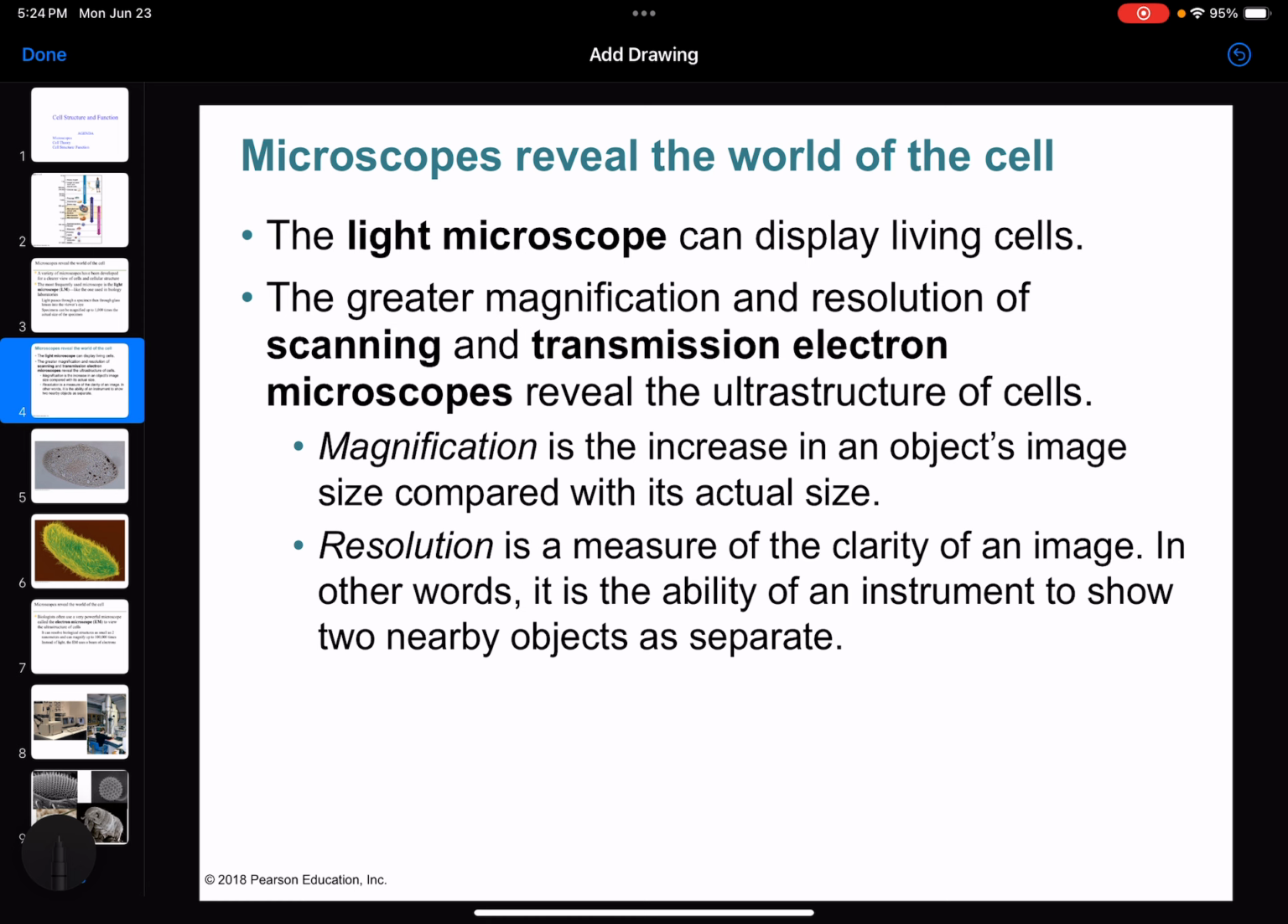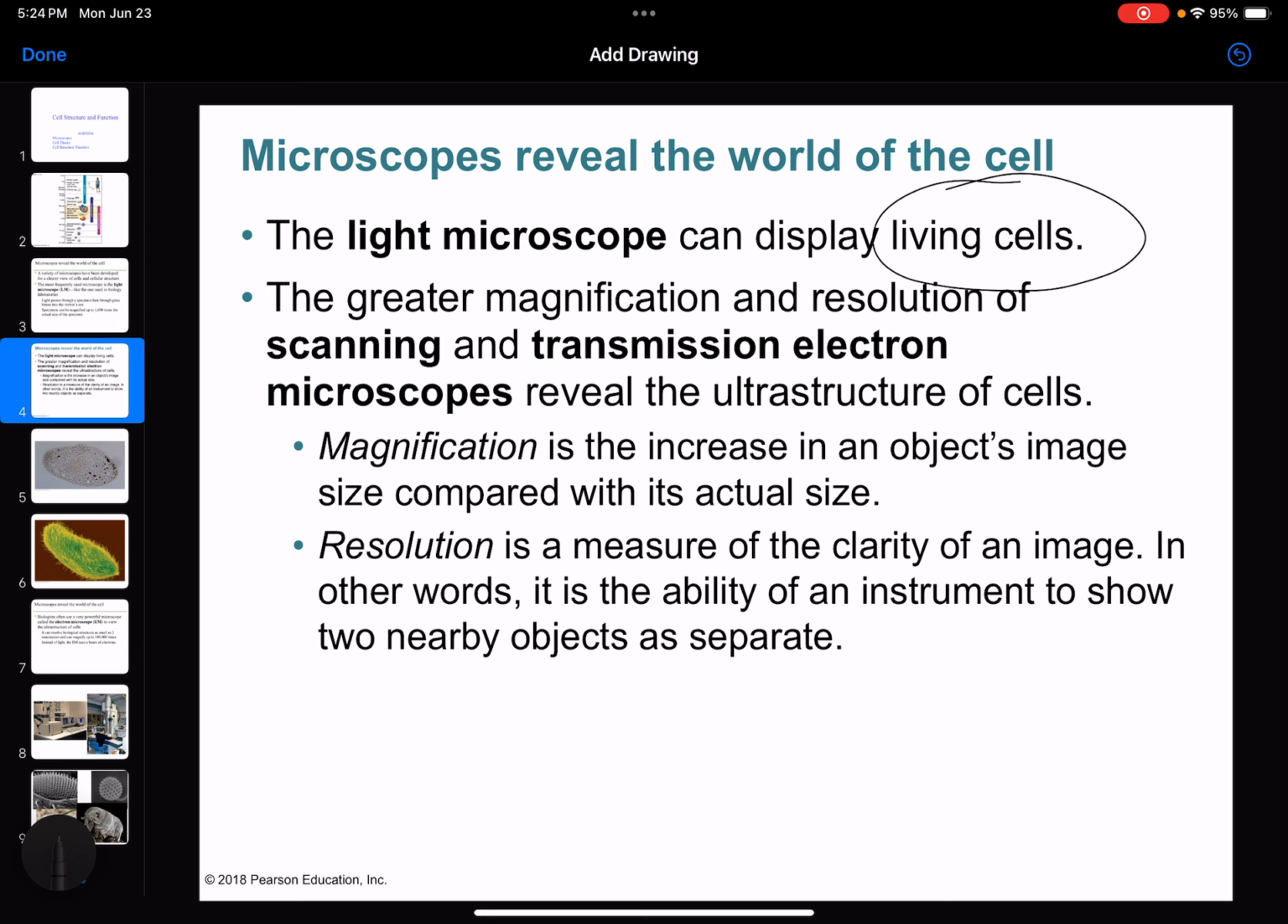Now, the light microscope will allow you to see living cells. Remember, that's a massive advantage to it. But you can get greater magnification with an electron microscope. The electron microscope uses electrons to supply the energy, not light. And it can magnify a whole lot more, like 100,000 times. So you can say it's 100 times better than a light microscope, and that's a big deal.